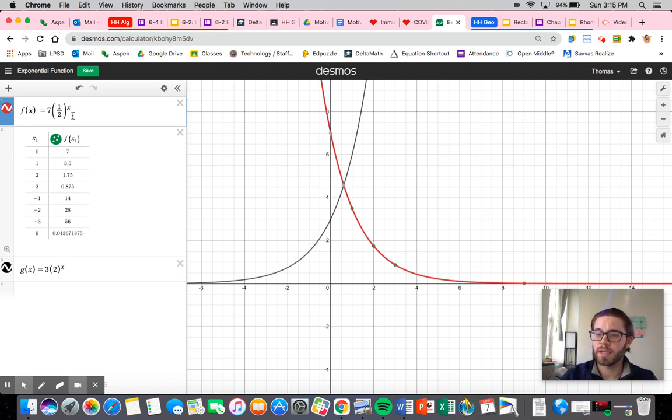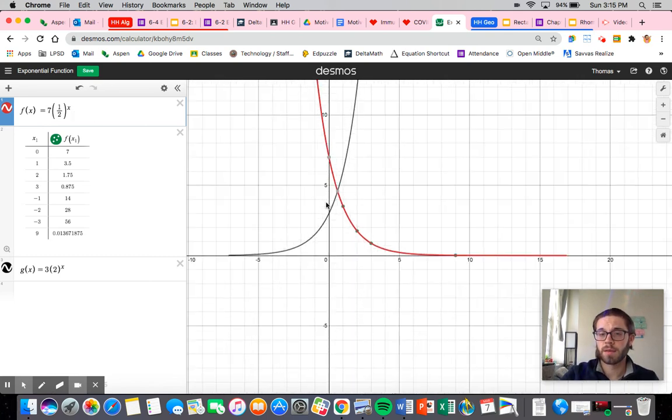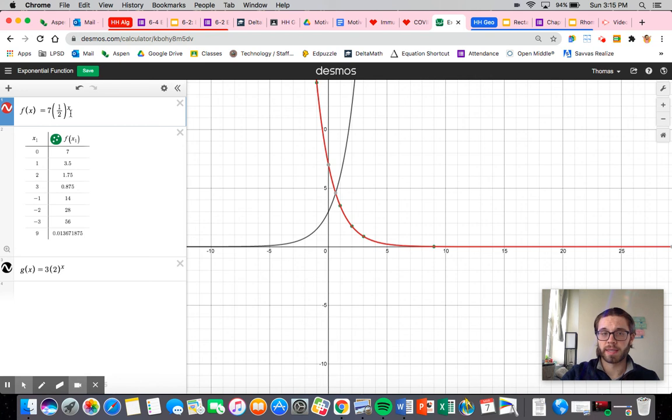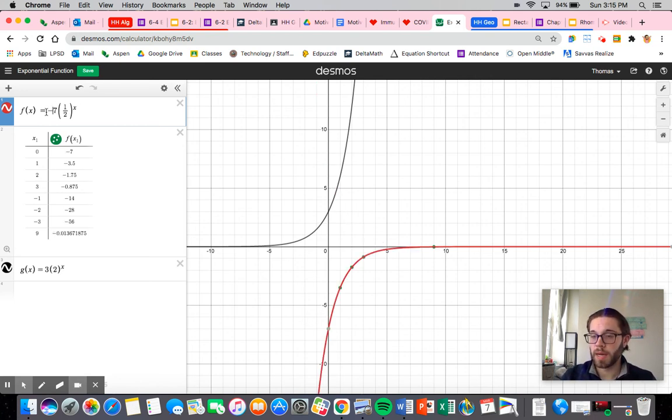The final thing is, as you would gather, if I made this negative, what's going to happen? It's going to flip over the x-axis. So now my range is negative infinity to 0, but nothing else is changing. So just be careful with that. Your y-intercept is still going to be your initial value, so to speak. Hopefully this covers some of the general information that you need to know about exponential functions.